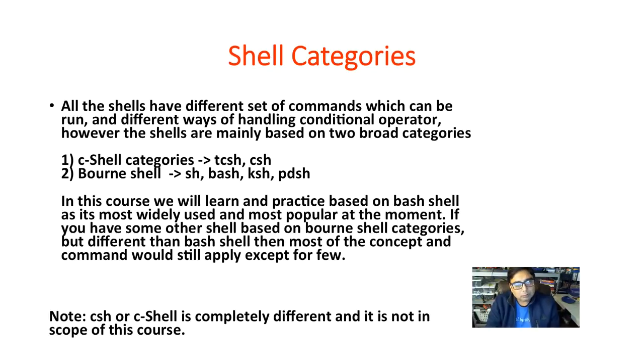On a broader level, there are two categories in which all the shells lie. One is the C shell category and one is the Bourne shell category. In the C shell category, the shells are C shell itself and TCSH. The name C shell was given because it was written in such a way that it understands some C-type syntax. C-type, not exactly C language, but C-type syntax. Bourne shell is the native shell which was written first, and then there was an extension to that which is bash, and then there are other shells like Korn shell and PDKSH which are similar but not the same.